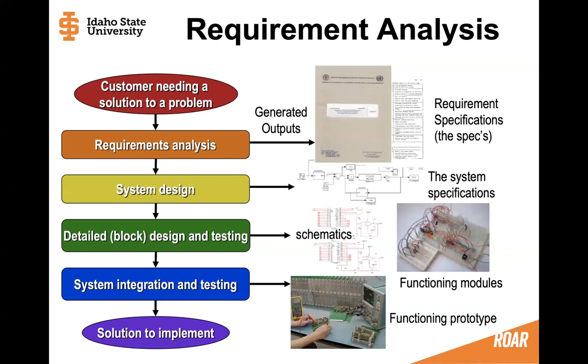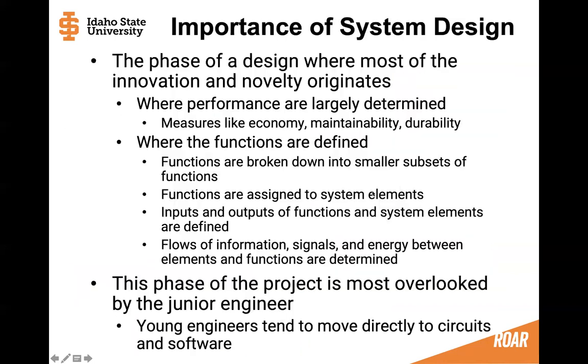Okay, so previously, we started with this process where we took a customer needing a solution to a problem. We looked at the requirements analysis, where we had an iterative loop where we got information from the customer and generated this requirement specification. And at this point, you are probably looking into system design. So, looking into a more detailed system level design, where you have the requirement specification for the final project, but you want to break down the project into smaller parts and design those, and that's the system design.